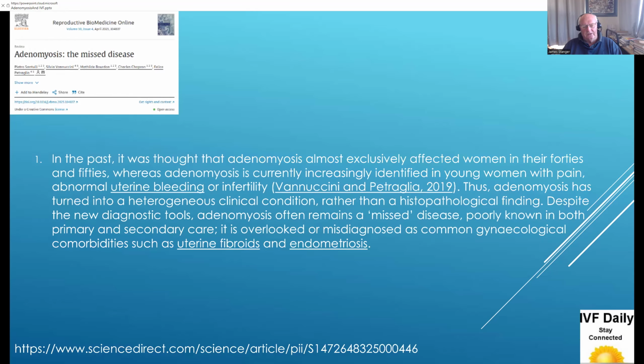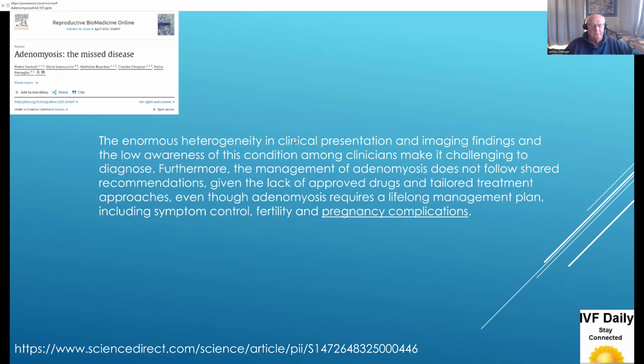Despite new diagnostic tools, adenomyosis often remains a missed disease, poorly known in both primary and secondary care. It is often overlooked or misdiagnosed as common gynecological comorbidities, such as uterine fibroids and endometriosis. The enormous heterogeneity in clinical presentation and imaging findings and the low awareness of this condition amongst clinicians makes it challenging to diagnose. Furthermore, the management of adenomyosis does not follow shared recommendations given the lack of approved drugs and tailored treatment approaches, even though adenomyosis requires a lifelong management plan, including symptom control, fertility, and pregnancy complications.